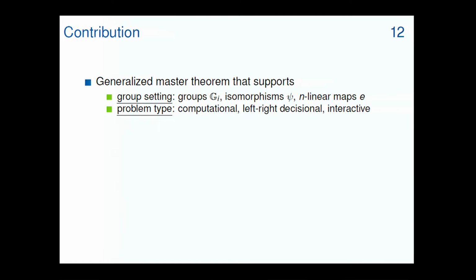So in this context, we make the following contribution. First, we develop a generalized master theorem that is more general in terms of the group settings that are supported. For us, a group setting is just an indexed set of groups, and then an arbitrary set of isomorphisms between the groups, and an arbitrary set of n-linear maps. We only have the restriction that if you consider this as a graph, it doesn't contain cycles, and this is a condition that ensures that you cannot perform an unbounded number of multiplications, because then the whole method doesn't work. The problem types we support are computational problems, left-right decisional problems, and interactive problems.